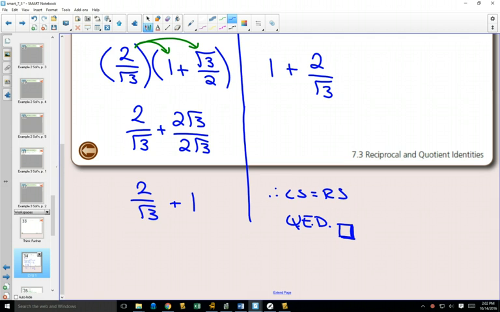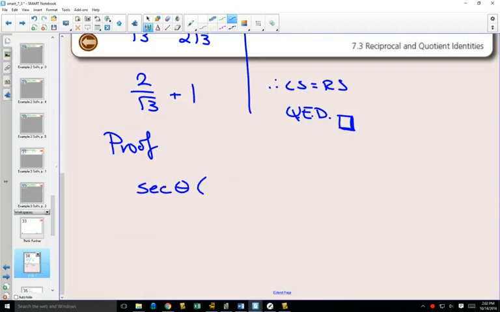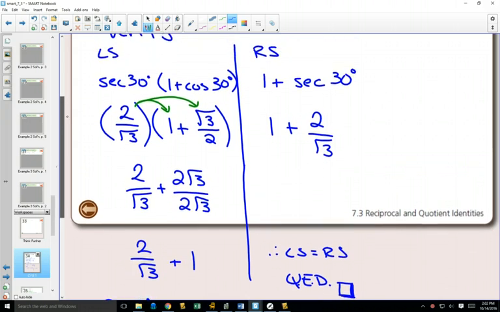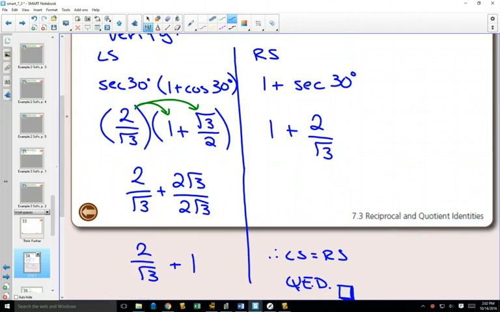For a proof, let's try to prove this one. So again, we write out that we have secant theta times 1 plus cos theta on the left side and 1 plus secant theta on the right side. What could we do? What could we change? When you distributed it and wrote 1 there, that would be fine. That would be something that they could say, yes, I can see where they went with their mental math.